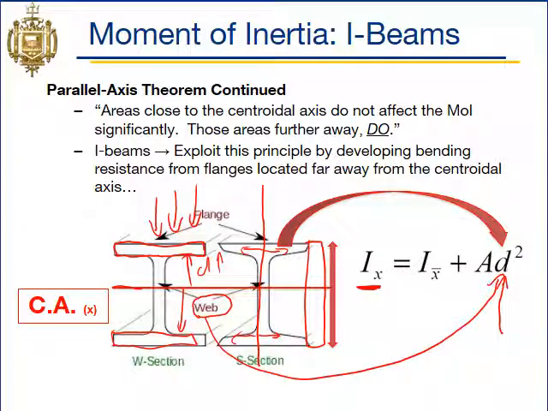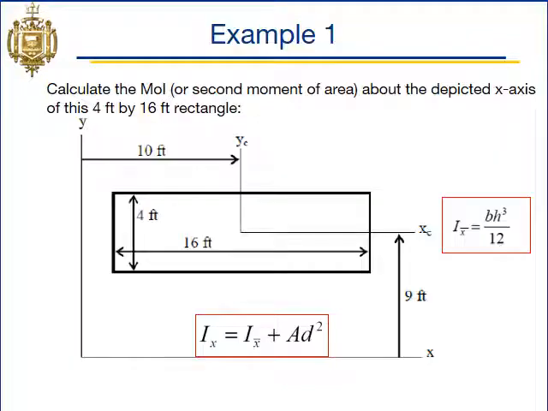And so for the y-axis, all of the area is bunched up close to the y-axis in the web, so really almost no contribution to y-axis strength, and then all the stiffness would just be from these edges of these flanges here, so not very much. So I-beams are almost always stronger and stiffer about their x-axis than their y-axis because they're designed to take advantage of the parallel axis theorem with regard only to the x-axis and not to the y-axis.